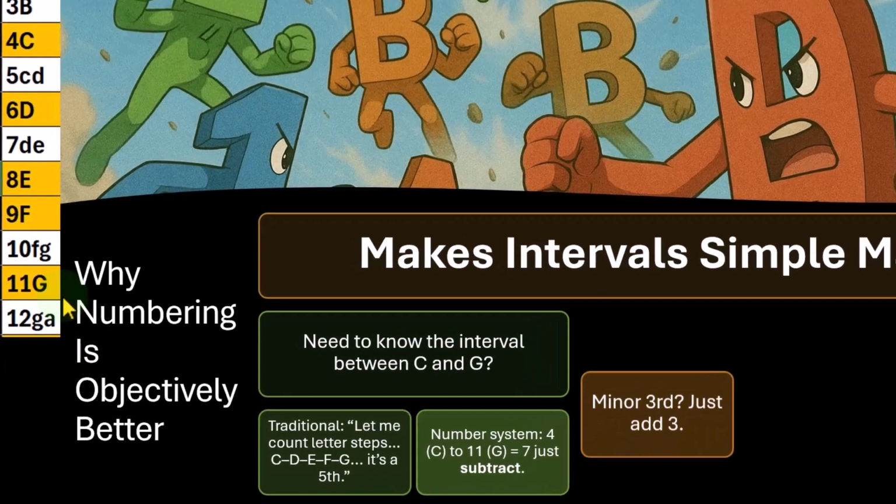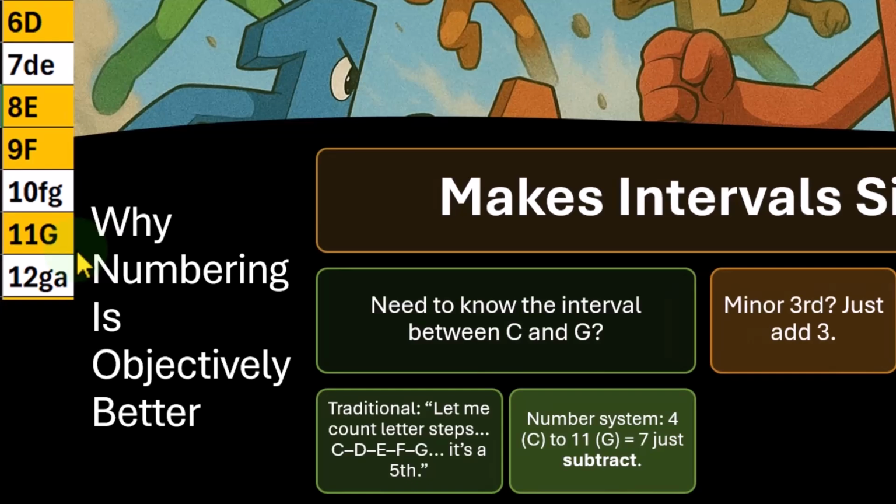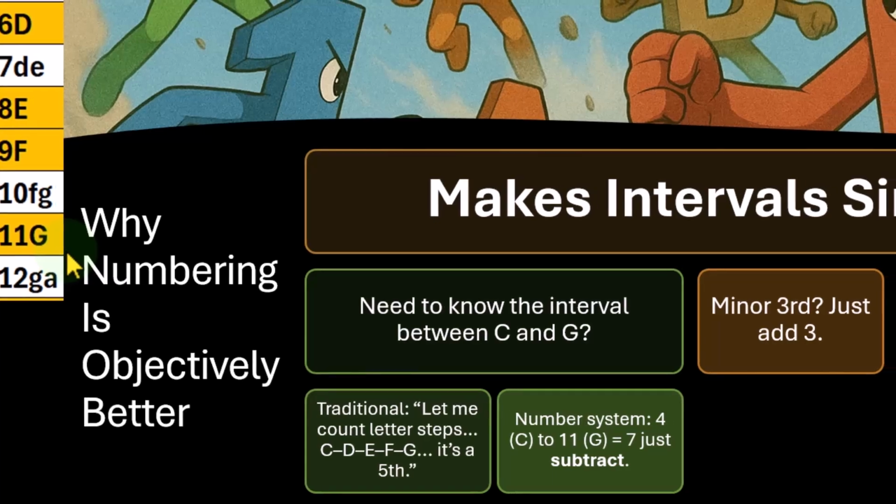I think that's the in-between road that we can take, because I don't think we can simply eliminate the letters, although you could kind of these days because you have ChatGPT and whatnot. But I think that possibly is going too far. Anyways, a minor third, just add 3.